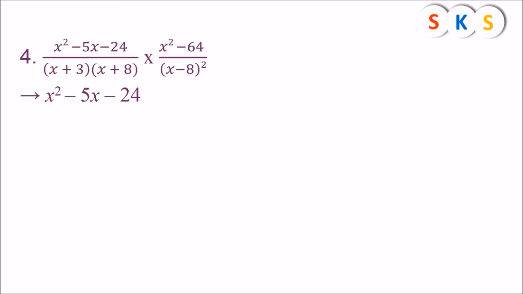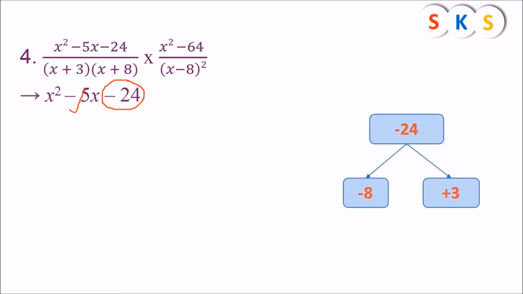Now here we have question number 4. I'm going to factorize the numerator of the first fraction, that is x square minus 5x minus 24. Now we are going to find two numbers. When you multiply them, you should get minus 24, and when you add those two numbers, you should get minus 5. Let's see what the two numbers are. That is minus 8 and plus 3. Minus 8 into plus 3 gives us minus 24, and minus 8 plus 3 gives us minus 5.